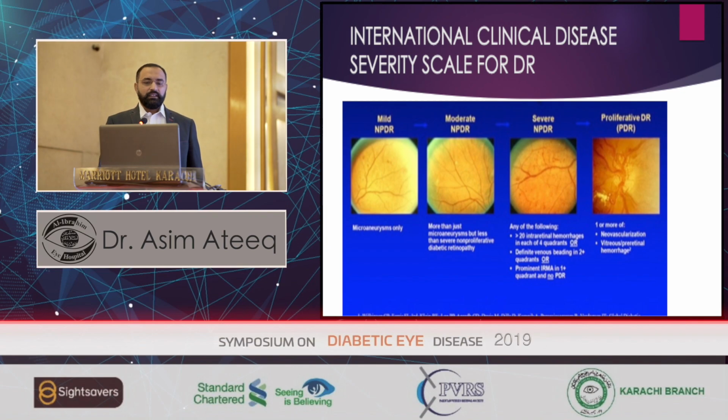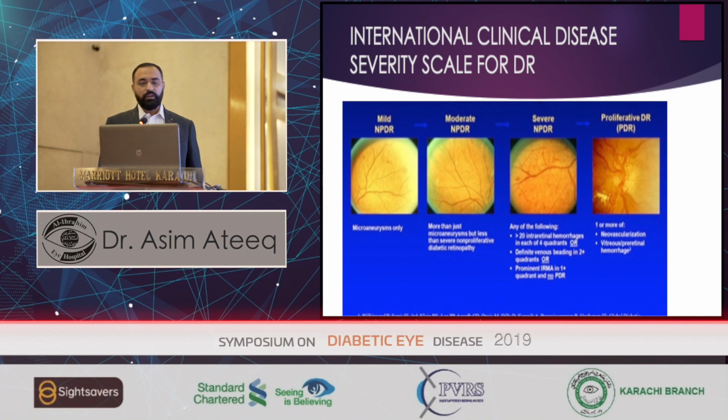This is the International Clinical Disease Severity Scale. It is basically a mixture of all the classifications, based mainly on the Wisconsin diabetic retinopathy study and the ETDRS. When you see a patient with diabetes and you see the fundus as a regular follow-up, and you see a normal retina, then you grade it as no NPDR or no DR. Once you see a single microaneurysm, you can label it as mild NPDR, and so on and so forth.